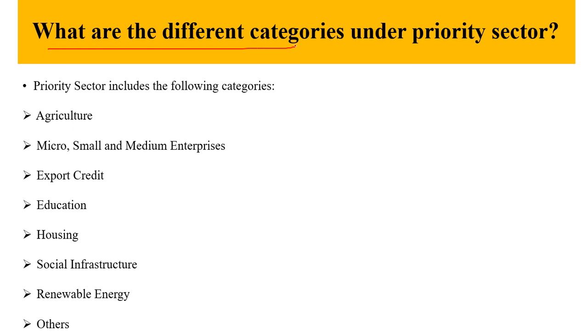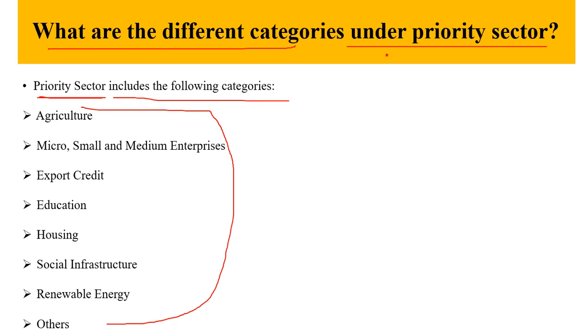Now, what are the different categories under priority sectors? There are some sectors which are classified under priority sectors. If we say priority sector, industries are not under priority sectors because industries are different. Priority sectors include the following categories. If these sectors go to the bank and ask for a loan, the banks have to give loans first to these sectors and then to the other sectors. So first is agriculture.